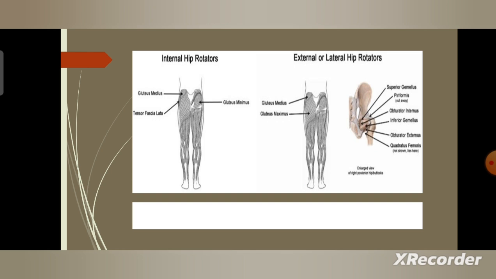Next are the hip internal rotators and the external rotators. Hip internal rotation is done by the gluteus medius, TFL and the gluteus minimus, and the external or lateral rotators by gluteus minimus and the maximus.